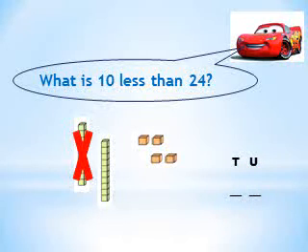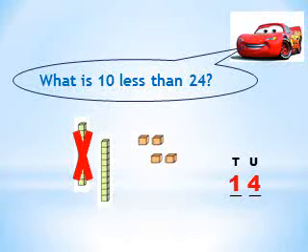Start with the tens. How many tens do I have left? Only one 10. Do I count this 10? No, I crossed it out because I want 10 less. So I crossed out this 10. How many tens are left? Only one. So I will write here 1 in the tens place. How many units do I have? The same, 1, 2, 3, 4. So I will write 4 in the units place.